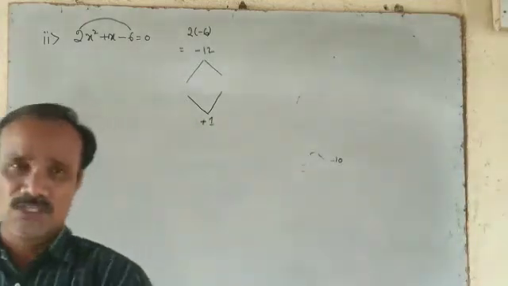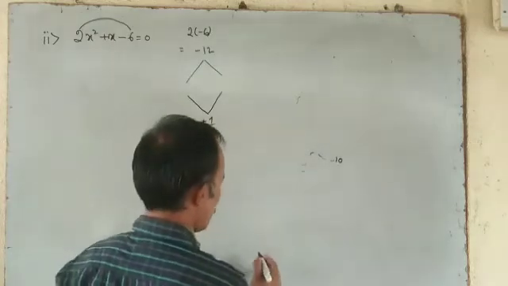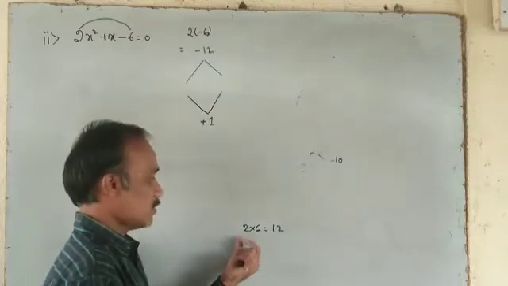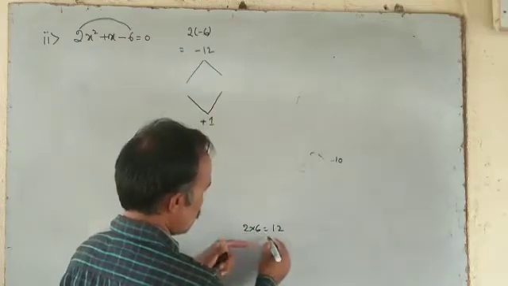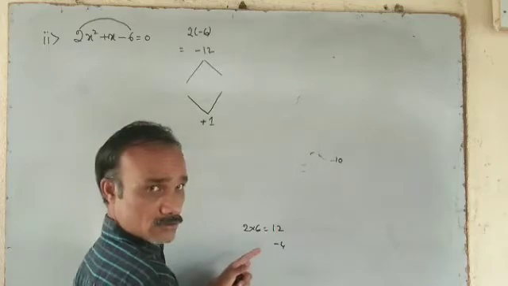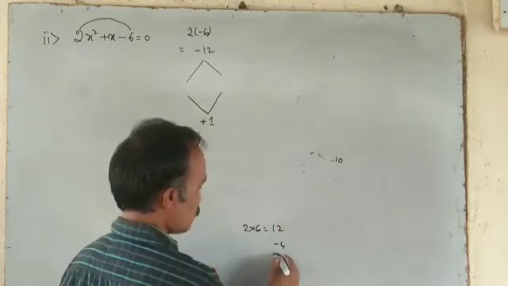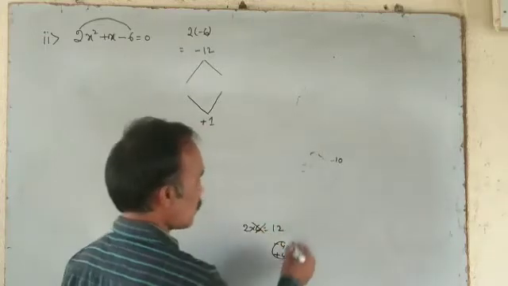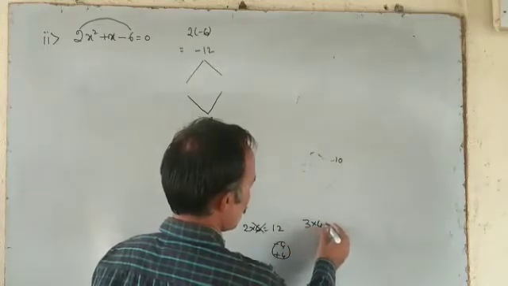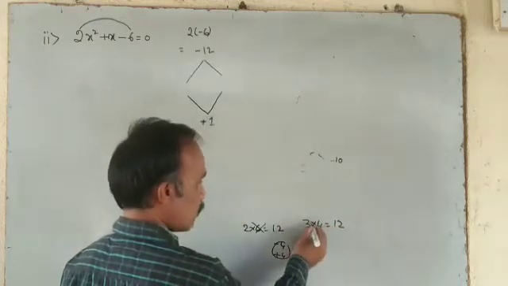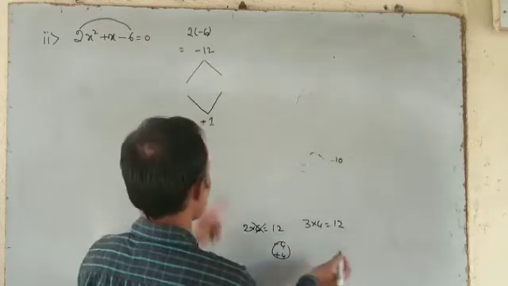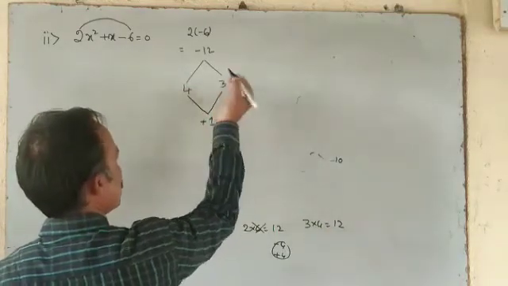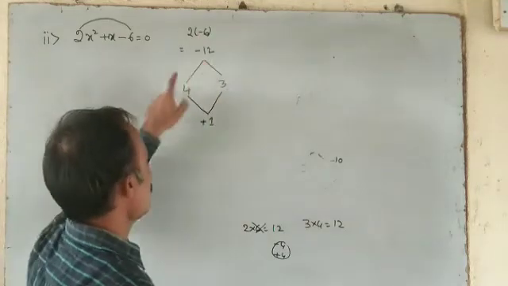Find the factors. Yes, 2, 6. Suppose 2, 6. So 2 into 6, 12. Okay, no problem. But what about the difference? 2 minus 6, that is minus 4. Or 6 minus 2, that is plus 4. So we cannot get plus 1. So this is wrong. Now coming to the third table. So 3 into 4 is equal to 12. 4 minus 3, 1. Or 3 minus 4, minus 1. Okay? Right. What are the factors here? 4, 3. Yes, 4 into 3, 12.